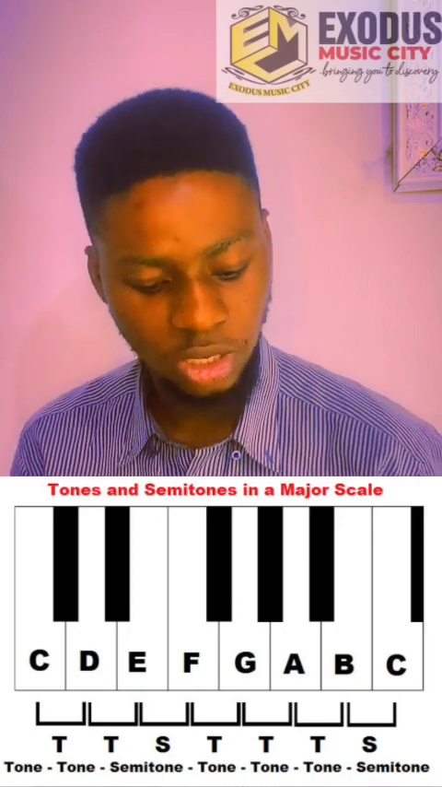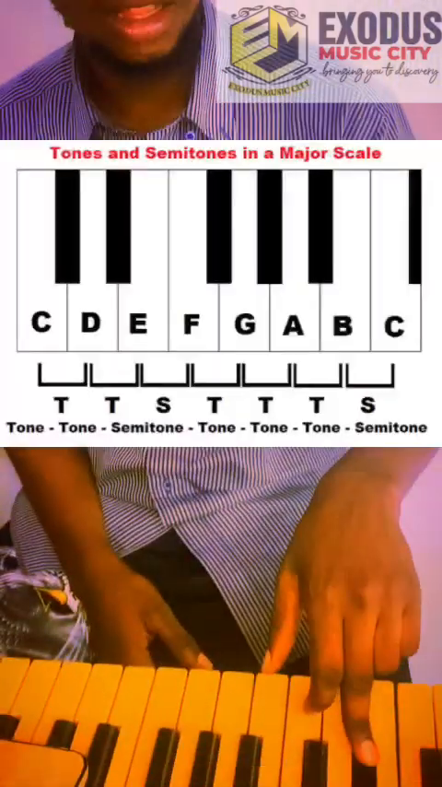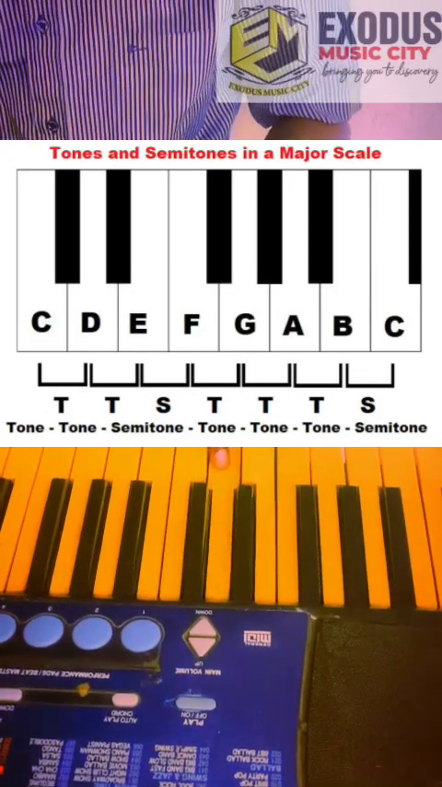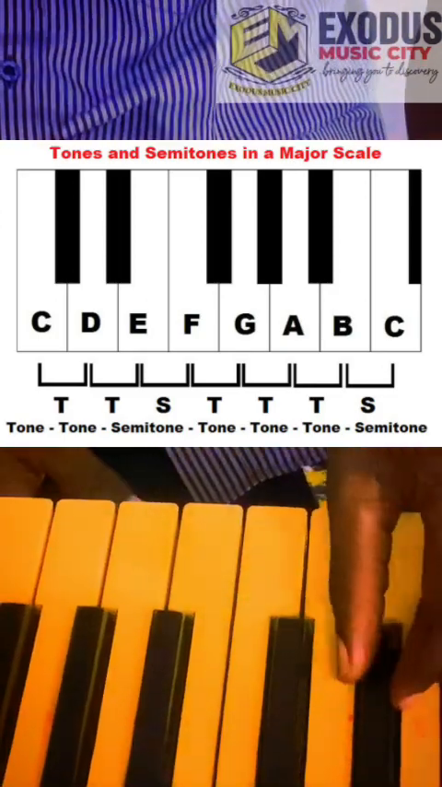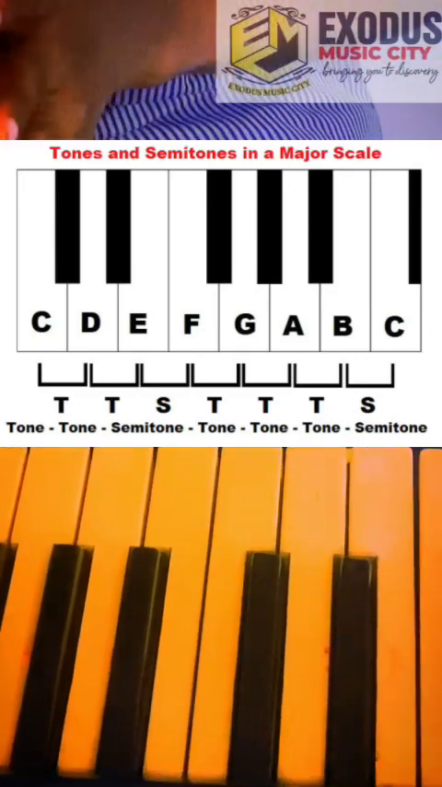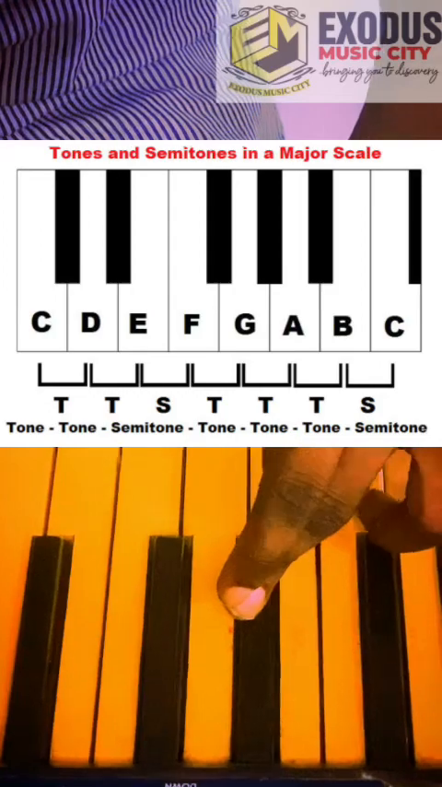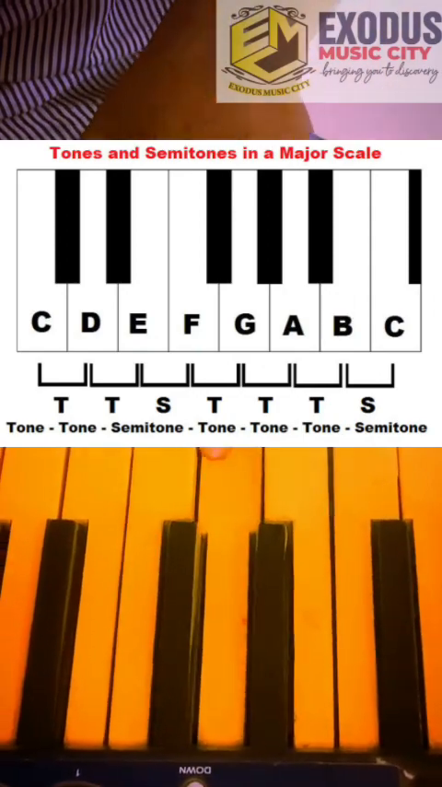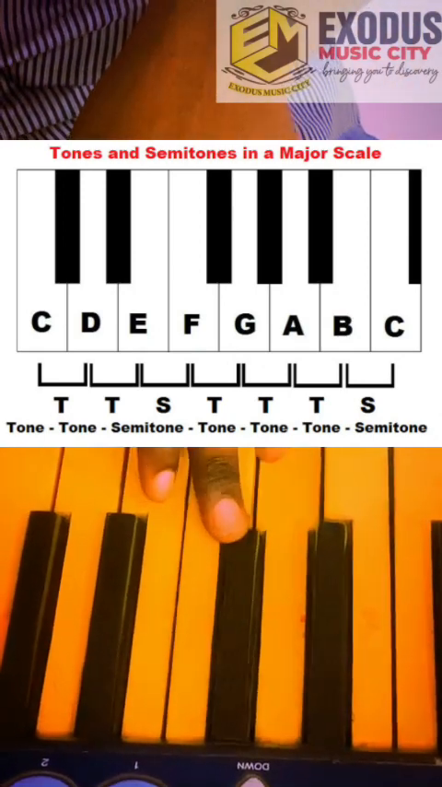As it is arranged on the keyboard, key C has a black key at the front, which makes it C sharp. Then key D has a black key at the front, which makes it D sharp. So any note that has a black key at the front means a tone, or a whole step. So key C has a black key at the front, which makes it a whole step. Key D has a black key at the front, which makes it a tone, which is a whole step.